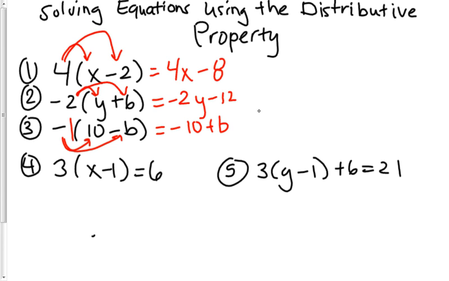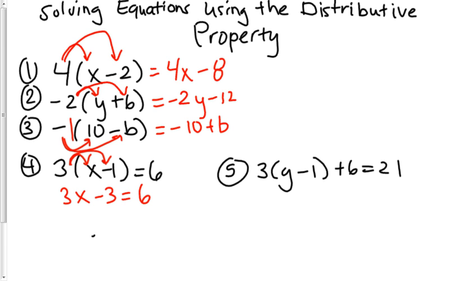Okay, so let's look at number 4. We're wanting to solve this equation for x, but we have to distribute first. So we do 3 times x, which is 3x. And then we do 3 times negative 1, which is minus 3, or negative 3. That is equal to 6.